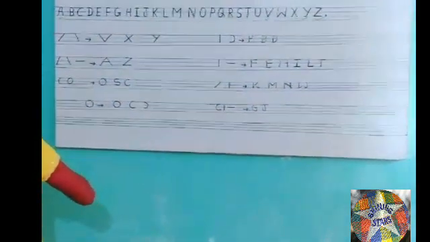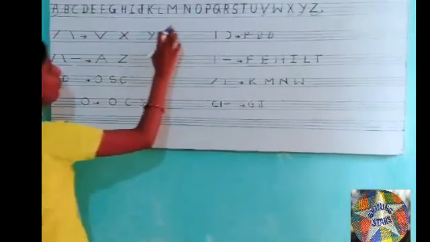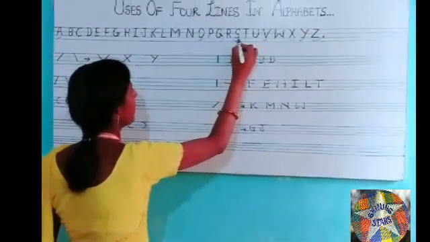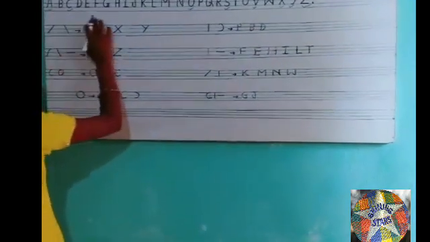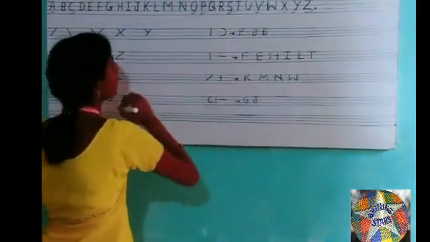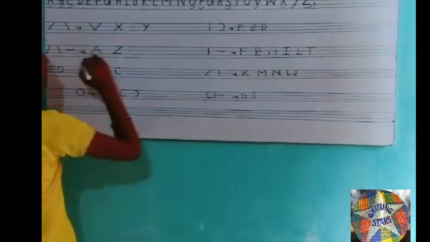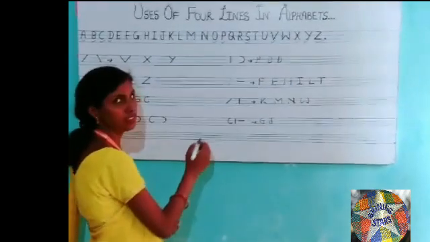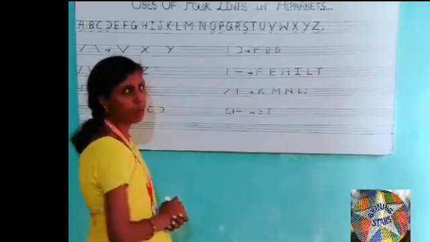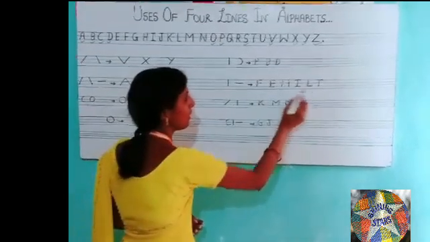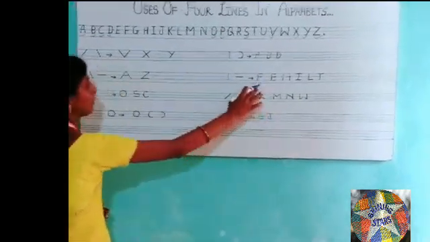O, S, C. Which one is O? Here S, and the third letter is C. Now again we will find P, B, D. P is there. P, B, again D. Let us find which ones are made with a standing line and a slipping line. These letters are made.